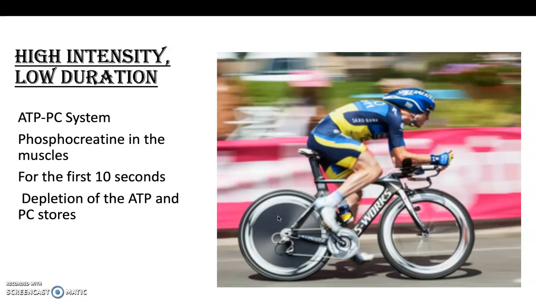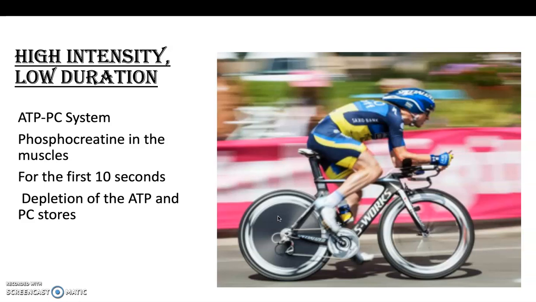So the hydrogen ions in the muscles accumulate, and that causes the soreness and the muscle cramping, and the muscles become stiff, so the athlete can no longer perform at that intensity and they're forced to stop or slow down.